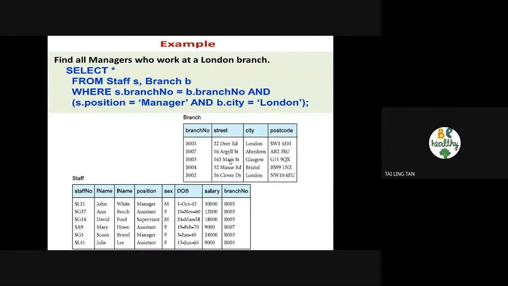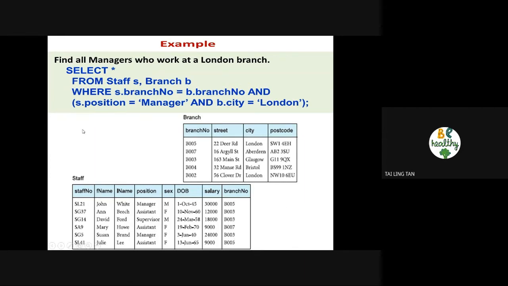Then we can continue giving an example of why we want query optimization. You can see here we have one query: select all from staff X, branch B, where the staff's branch number equals the branch's branch number, and we want to select only the position equal to manager and the city equal to London. It seems quite reasonable, right? We only want to know about people in London, branches B005 and B002. So we can get John White and Julia Lee easily. Based on our human eyes, trying to find these two seems not difficult.